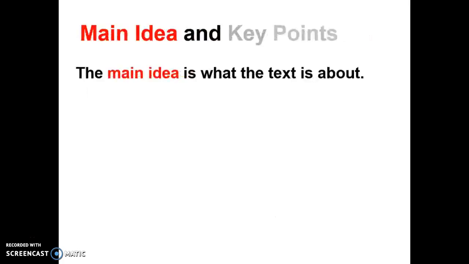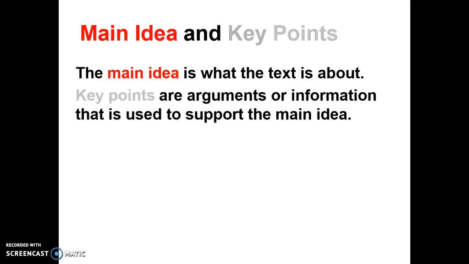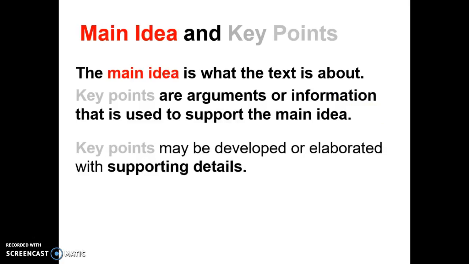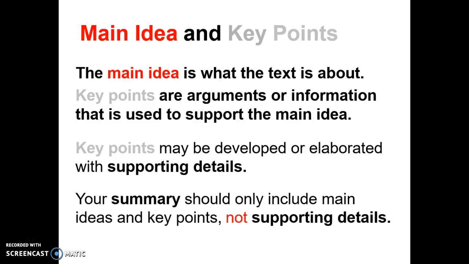Main idea and key points. The main idea is what the text is about. Key points are arguments or information that is used to support the main idea. A lot of times you'll hear me say details. Key points are details that support the main idea. Key points may be developed or elaborated with supporting details, so key points and supporting details go hand in hand. Your summary should only include the main ideas and key points, not a whole lot of supporting details.